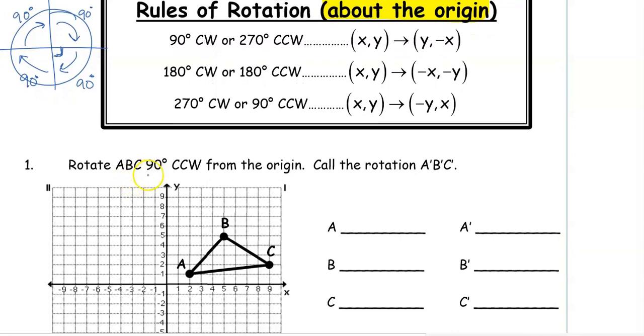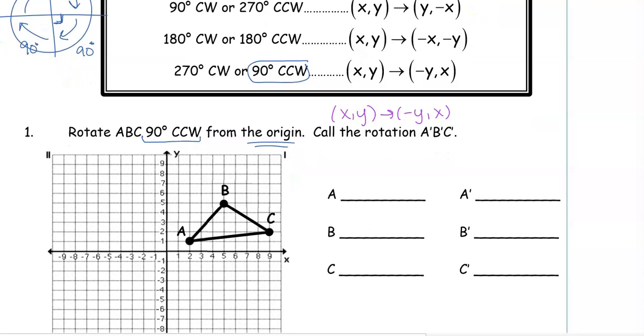If I want to rotate 90 degrees counterclockwise from the origin, I look at my little chart, I find 90 counterclockwise, here it is. If I'm going 90 degrees counterclockwise, I need my points. If I'm starting at (x, y), I'm going to go to (negative y, x). And we'll talk about what that means in just a second.